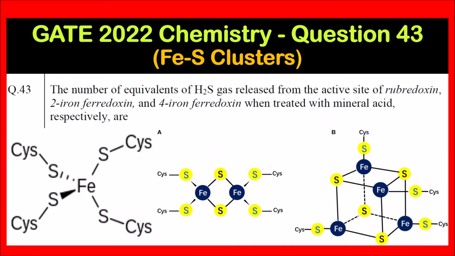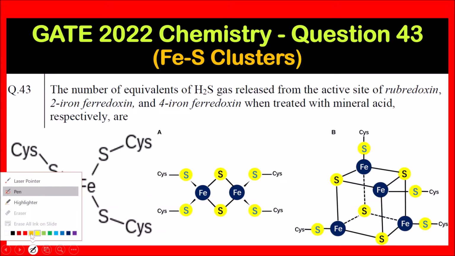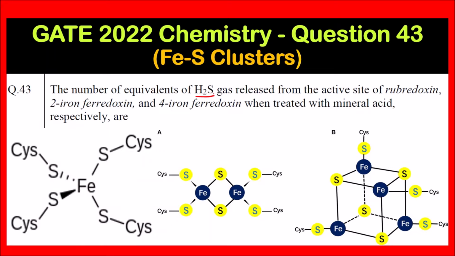So the first important part is, let us try to understand what the question is. We have to find out the number of equivalents of hydrogen sulfide, or H2S, released from the active sites of Rubredoxin, 2-Iron-Ferredoxin and 4-Iron-Ferredoxin. So first of all, we must know the structure of all these iron sulfur clusters.